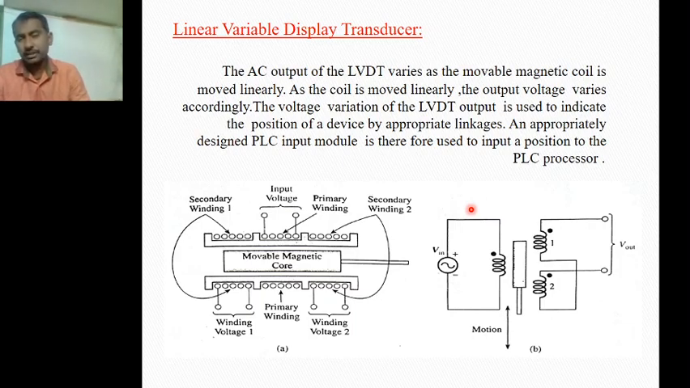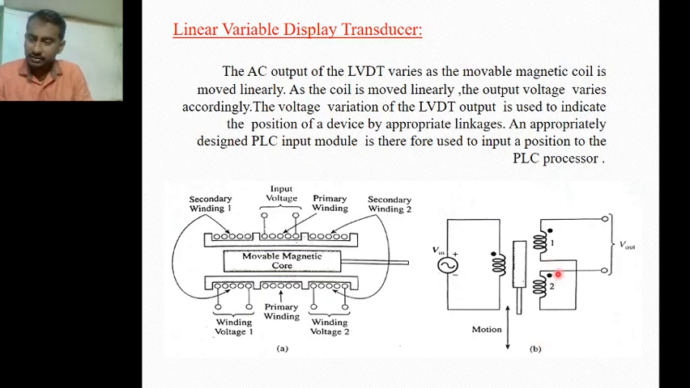So how will this displacement be converted into an electrical signal? It is simply the transformer principle. In a transformer you have a primary winding and a secondary winding. In the LVDT we can divide the secondary winding into two identical sections, each consisting of the same number of turns.